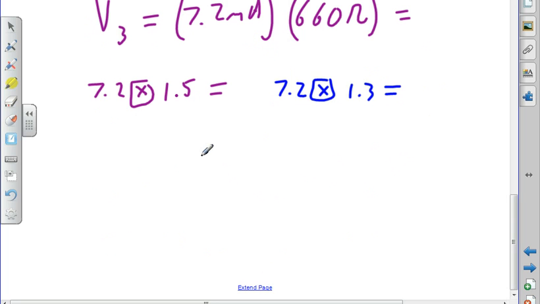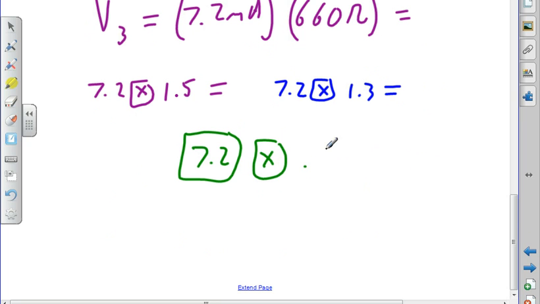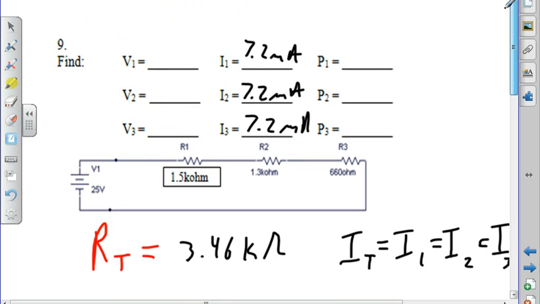And then I'm going to go 7.2 times 0.66. I'm going to change the 660 to kilo so I don't have to put in milli. 4.7. 4.6. Otherwise, it doesn't add up. Yeah. Actually, 4.75. I'd go to 4.8, but if I go 4.8, then I'm going to be hosed. But it doesn't matter. 4.8.